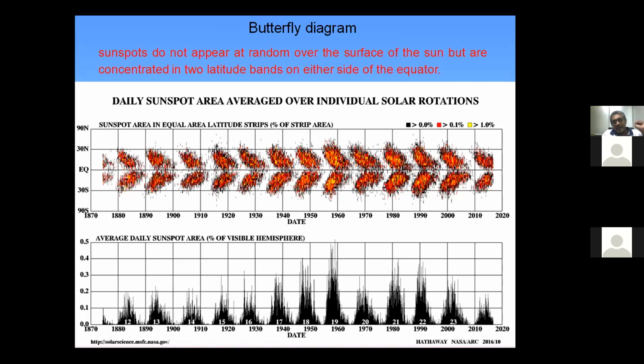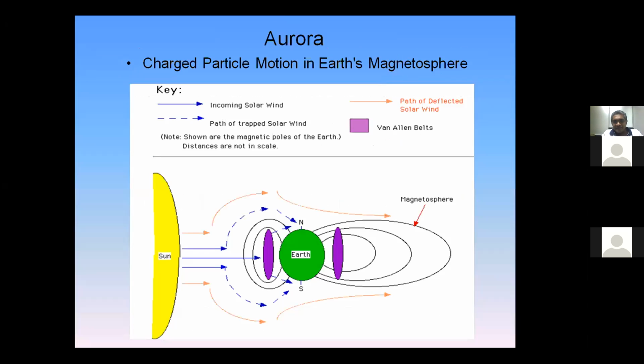So this is a very nice arrangement, like a butterfly, right? So they identified it as a butterfly, named as a butterfly diagram. So that is about the solar activity cycle and all.